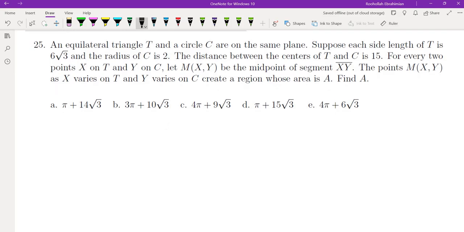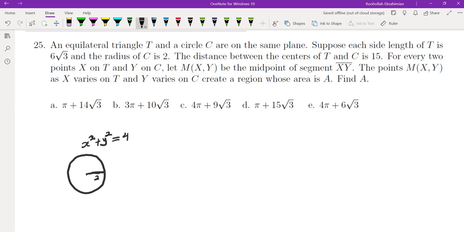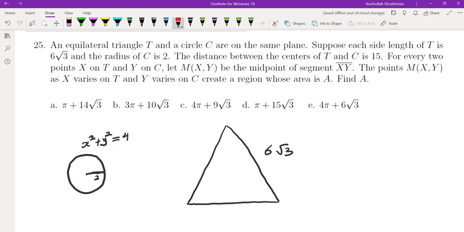Okay, so let's draw a diagram and see what this region describes. We have a circle of radius 2. Let's say this circle is centered at the origin, so the equation of the circle is x squared plus y squared equals 4, because the radius is 2. And then we have an equilateral triangle of side 6√3. We take a point here, let's call this point (a, b), and then we take a point on the circle, let's say this point is (x, y).